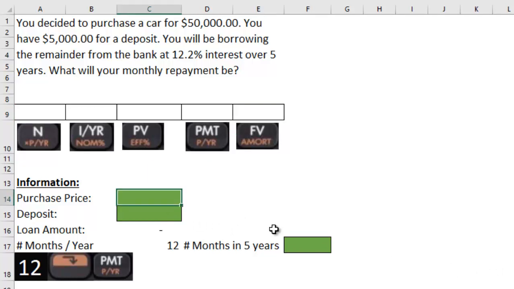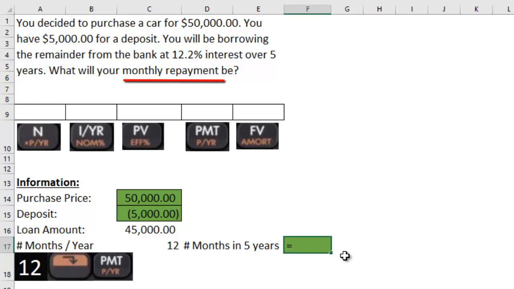The purchase value is $50,000. Our deposit is $5,000, giving us 45. Take note, I used the pluses and minus. We're receiving 50, but we were paying back 5 immediately, so the actual loan amount is 45,000. How many months in 5 years equals 5 years times 12 months, 60 periods, because you will be doing a monthly repayment.